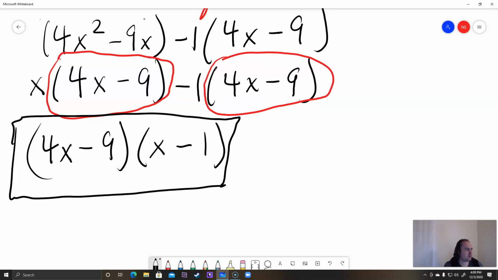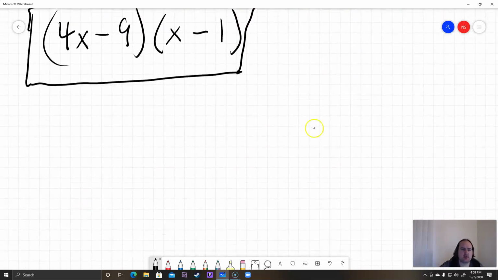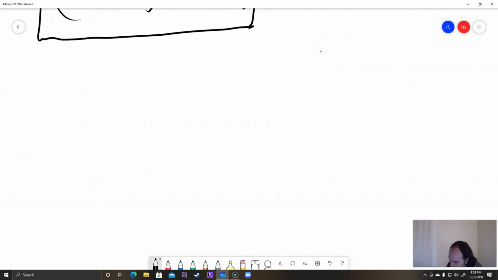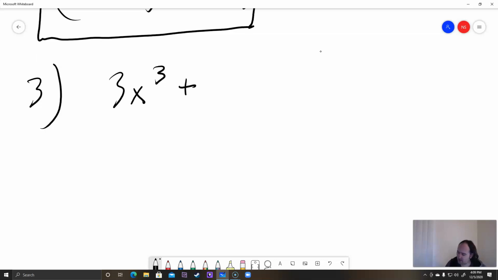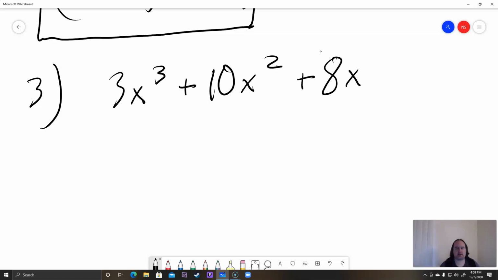Now for my next example, I kind of wanted to do one that has a new trick to it. Okay. So for example number 3, we want to factor this trinomial, and this trinomial is 3x cubed plus 10x squared plus 8x. Okay, 3x cubed plus 10x squared plus 8x.